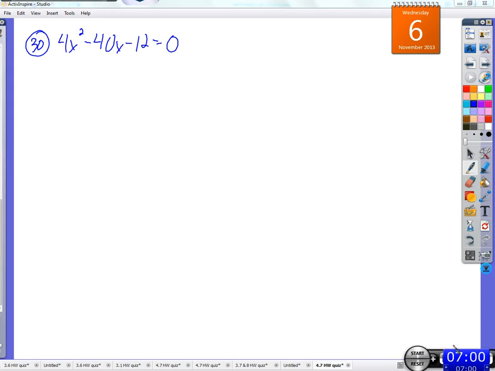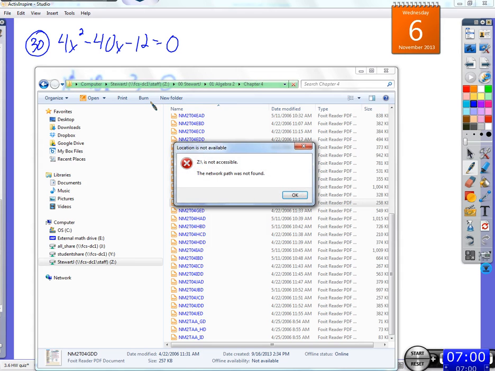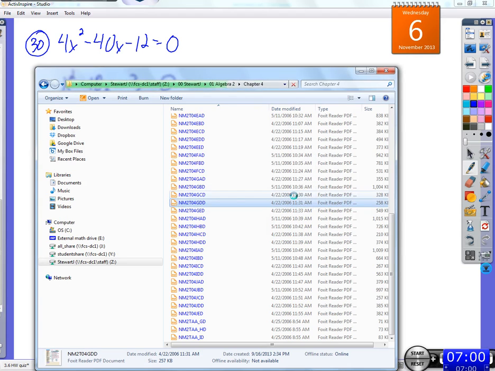First thing, best first thing you can think of. Divide by four. X squared minus 10x minus 3 equals 0. Why did we do that? To get 1x squared.